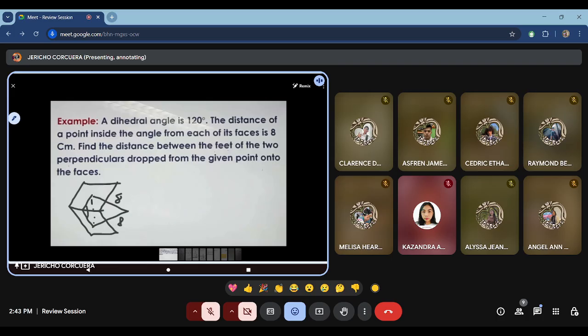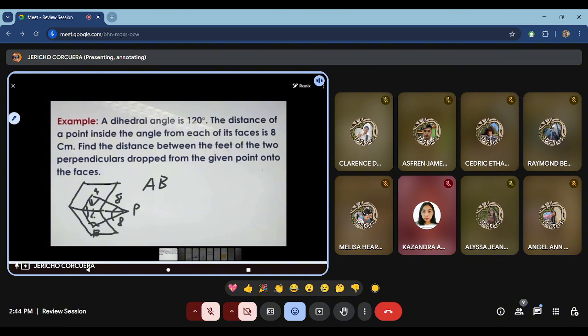So we will divide it into 60 and 60 degrees. That also goes here. And this is 30 and 30. So let's label this one as A, and this is B. So we are looking for AB. And let's label the point as point P. And let's label the point in the middle as point C.